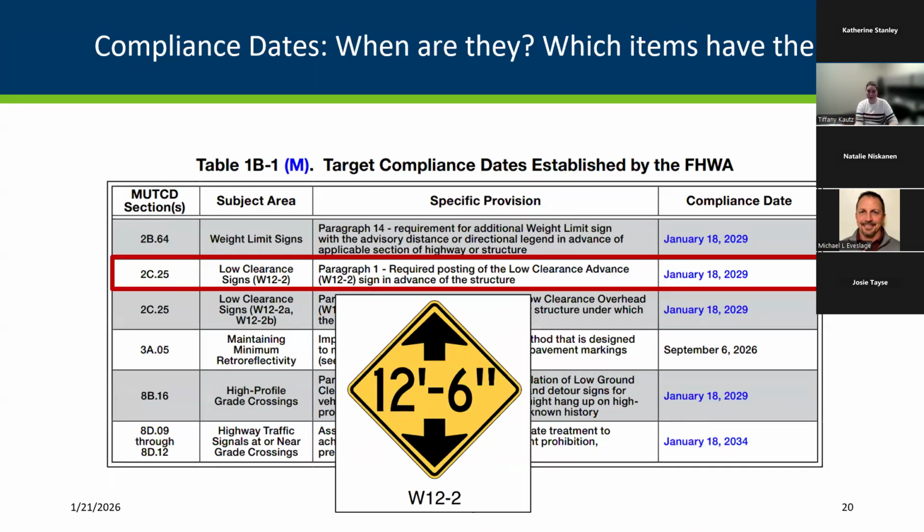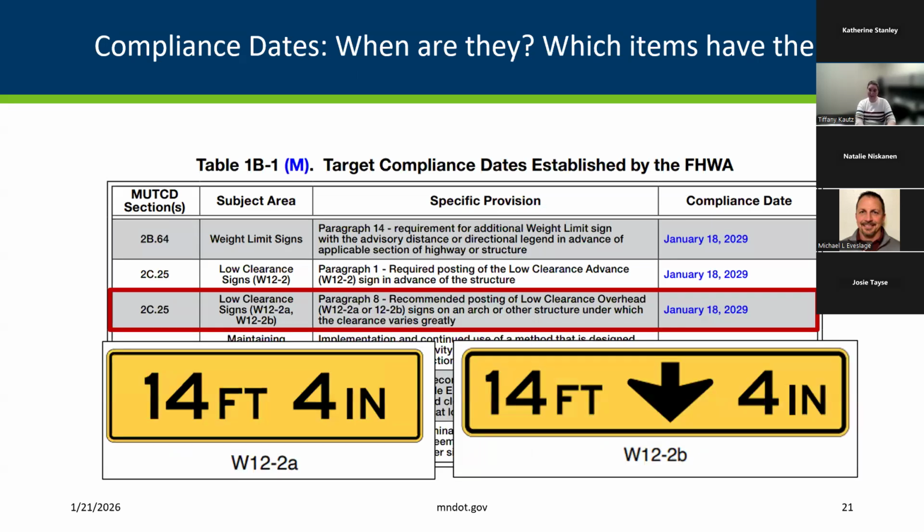Next has to do with the low clearance sign. So this is now called the low clearance advance sign. And the idea here is that it shall be used to warn road users of vertical clearances less than 14 feet 6 inches or vertical clearances less than 12 inches above the statutory maximum vehicle height, whichever is greater. So that also has a compliance date of January 18th of 2029.